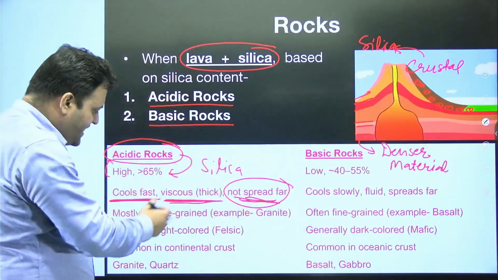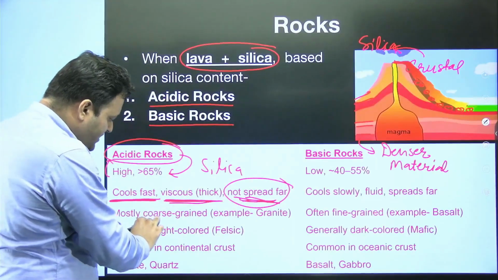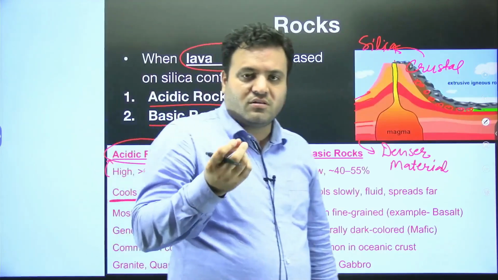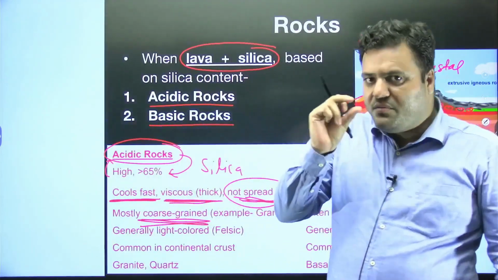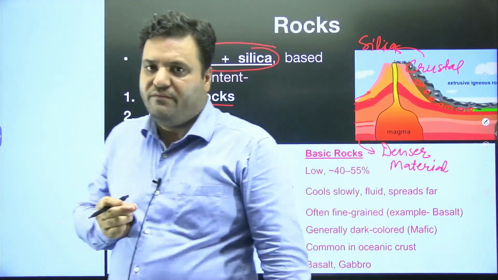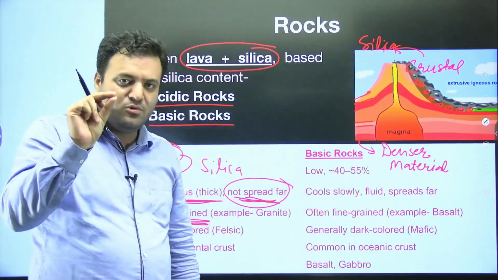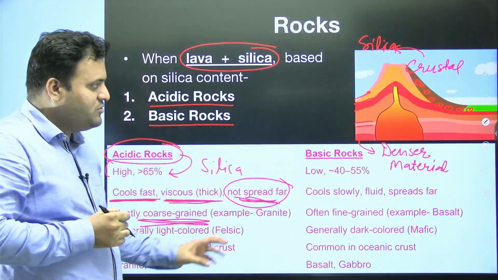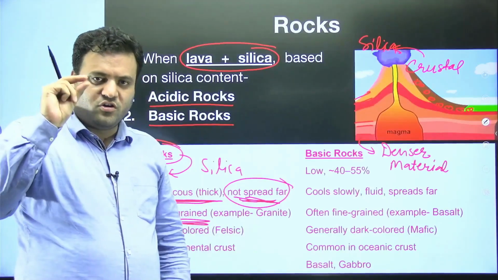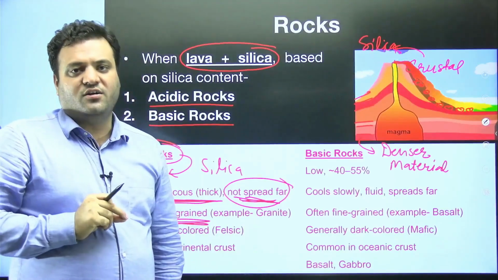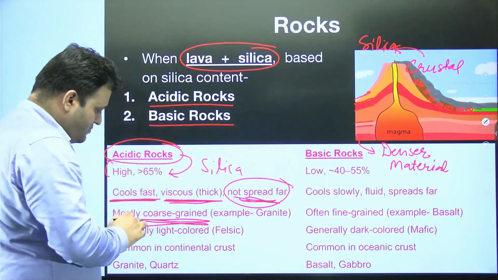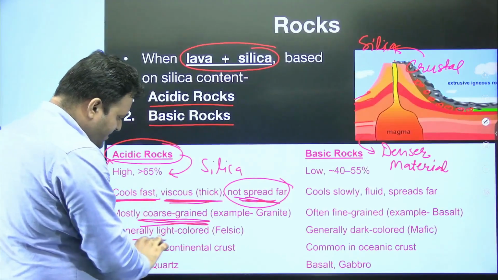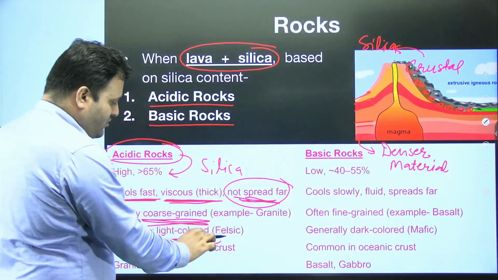Similarly, these kinds of acidic rocks will have coarse grains, meaning the crystals or grains in the rocks will be bigger. They will not be a fine, minute structure; they will be bigger. In granite you will see some bigger kinds of grains. These acidic rocks are generally lighter in color, and they are known as what? Felsic.